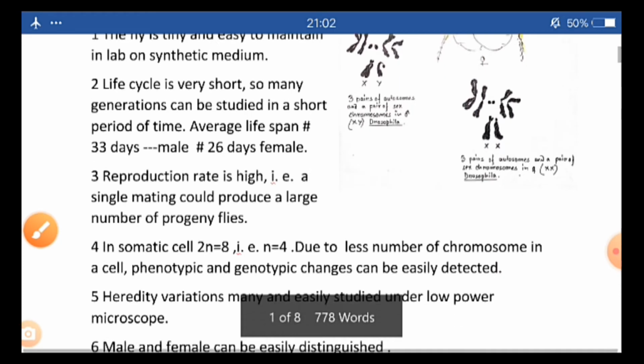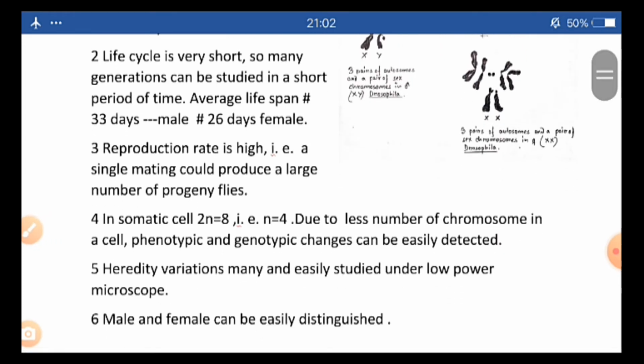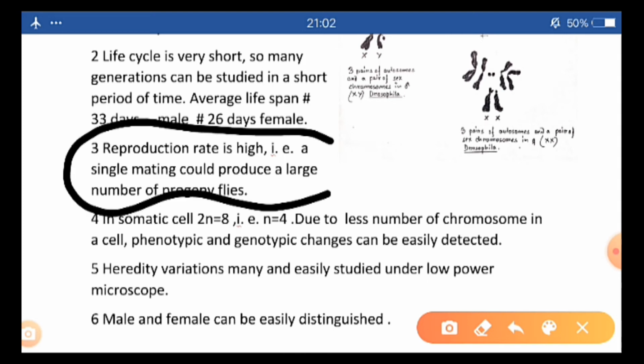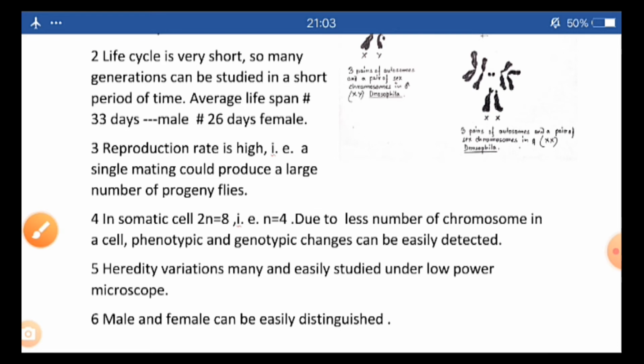Next point is that their reproduction rate is very high. That is, in a single mating, a large number of progeny are born. It means that we may get a large number of progenies by a single mating.